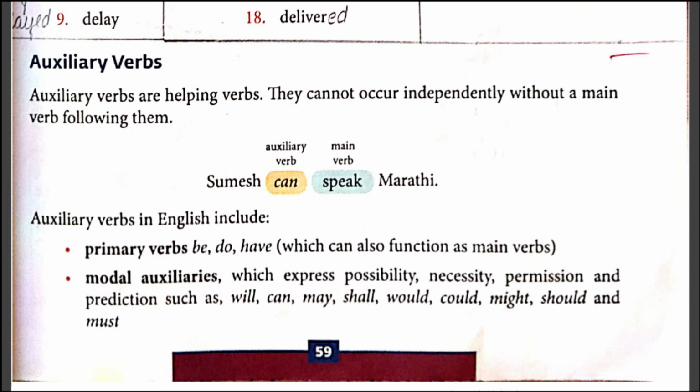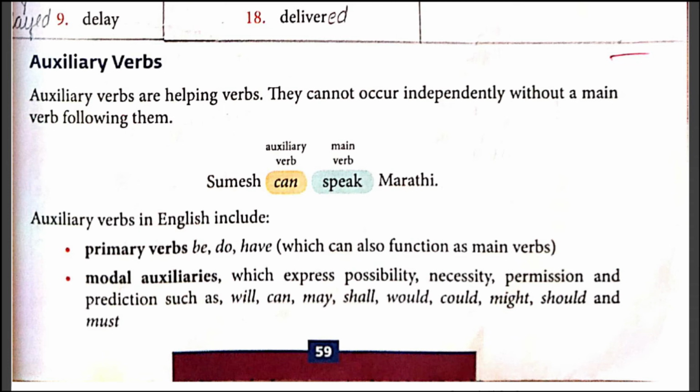Now, what do auxiliary verbs in English include? First are the primary verbs. They also include modal auxiliaries. Now we'll go into detail. Which are the primary verbs? Primary verbs are the be, do and have verbs. Do can be does also, did also, doing also, and many more. And have can be has also, had also. So the primary verbs be, do and have can also function as main verbs.